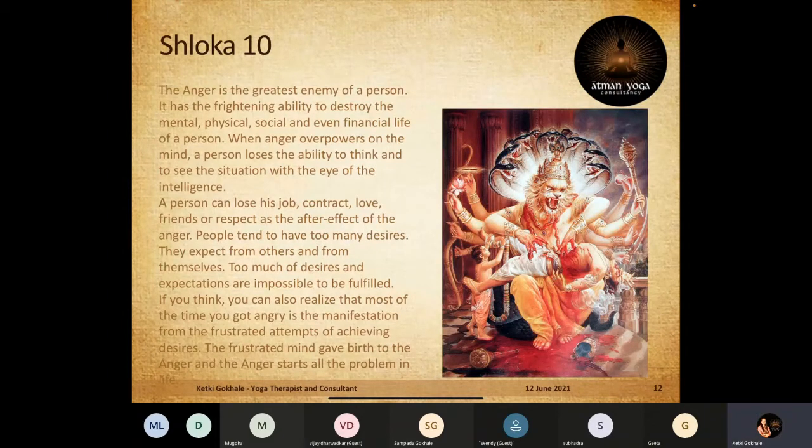The anger is the greatest enemy of a person. It has the frightening ability to destroy the mental, physical, social, and even financial life of a person. When anger overpowers the mind, a person loses the ability to think and to see the situation with the eye of the intelligence, viveka. A person can lose his job, contract, love.